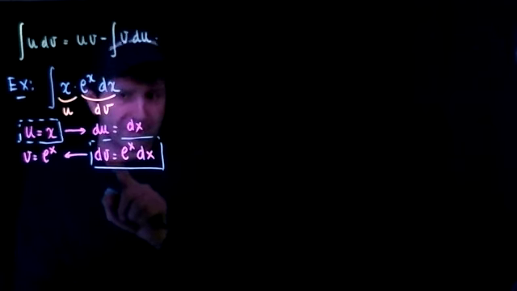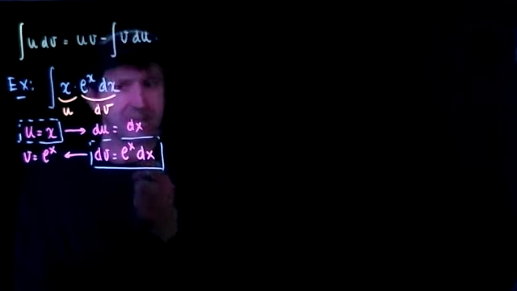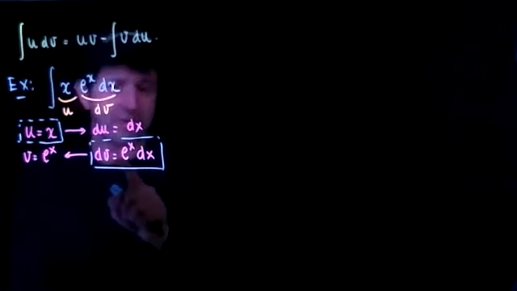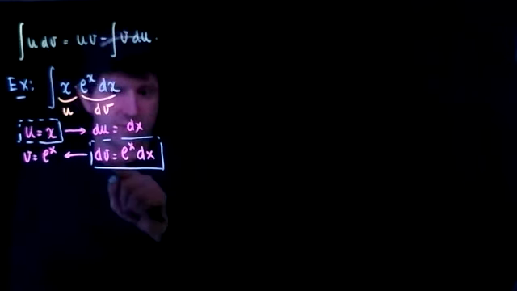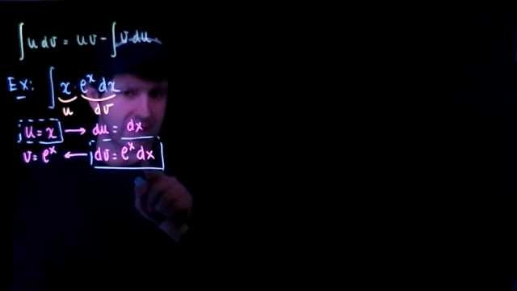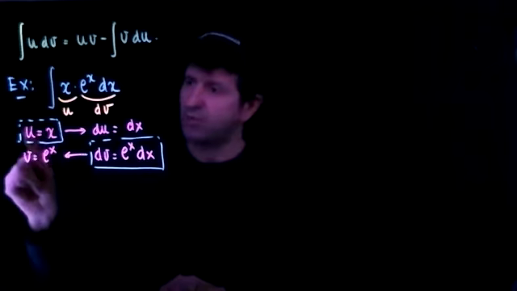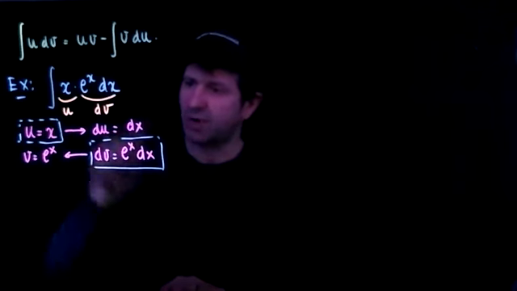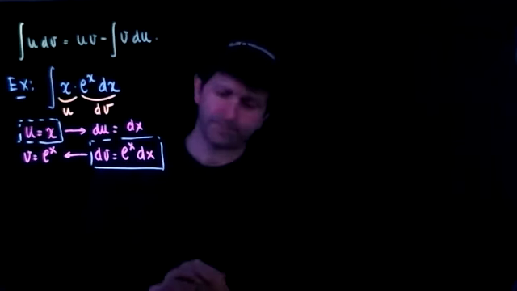And then from dv equals e to the x dx, I need to find v. So I need to find the antiderivative. So the antiderivative of e to the x dx is just e to the x. And so now I have u, v, du, dv. I have all of these four components. It's okay? Yes, sir.